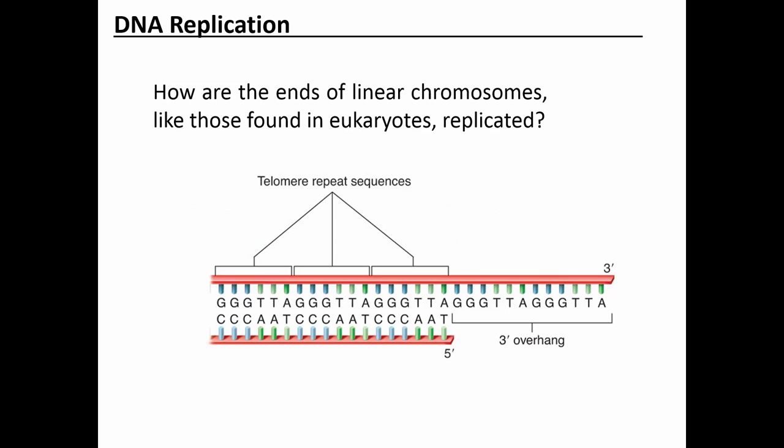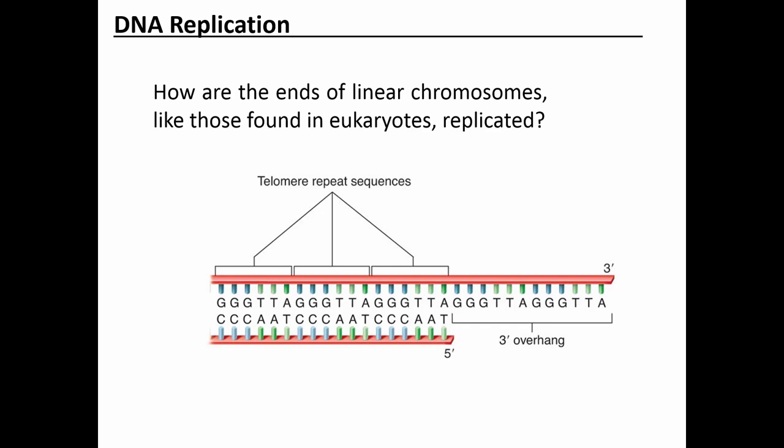The last thing that we're going to talk about in this topic is how the ends of linear chromosomes are replicated. We're not going to get into the details, but suffice it to say that when you replicate a linear chromosome, you're going to lose a little bit of DNA at the ends. Because of the way that DNA is replicated, on one of the strands you're not going to be able to synthesize all the way to the end, so every time the cell divides and you need to replicate the DNA, you lose a little bit of DNA at the ends of the chromosomes.